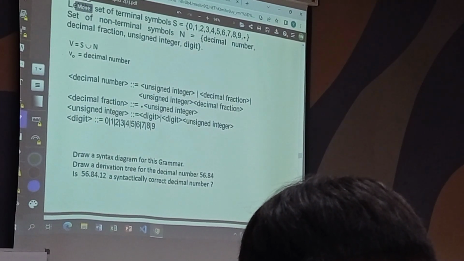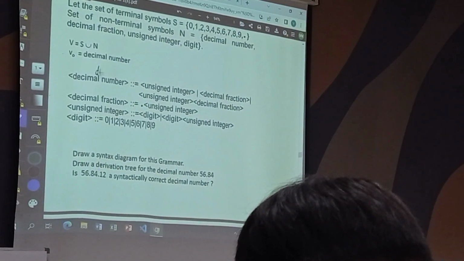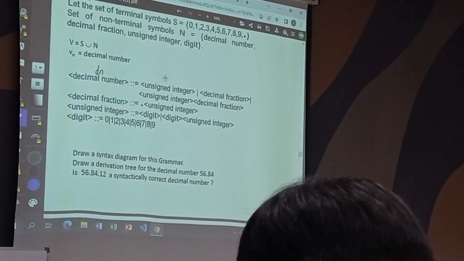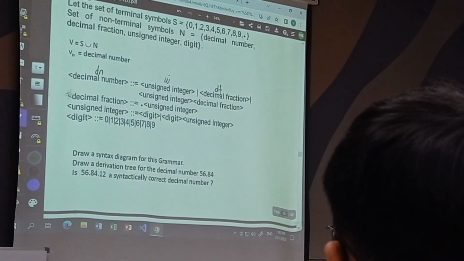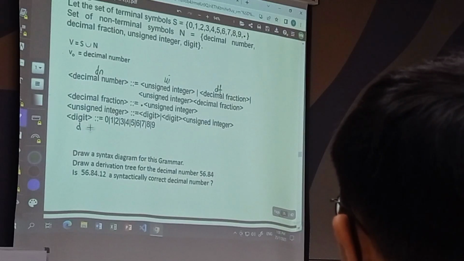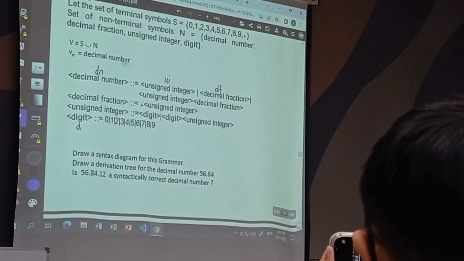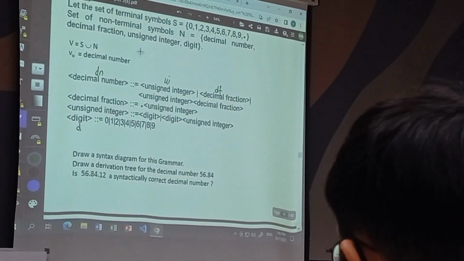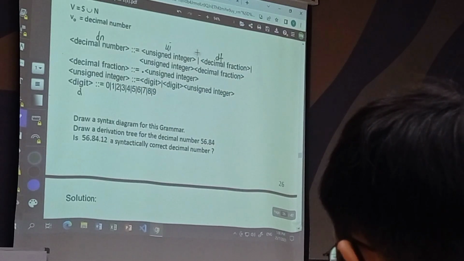Now, before you start, we just use the short form, no need to write the words so long. This one we use DN. This one you use UI. This one you use DF. 3 only, right? Digit we use D. Okay, we use the short form for the words here and draw the diagram. So first one, we have a decimal number.